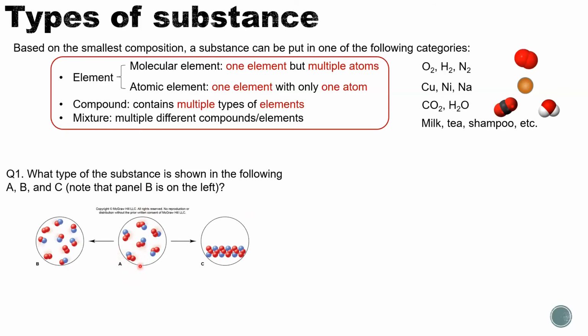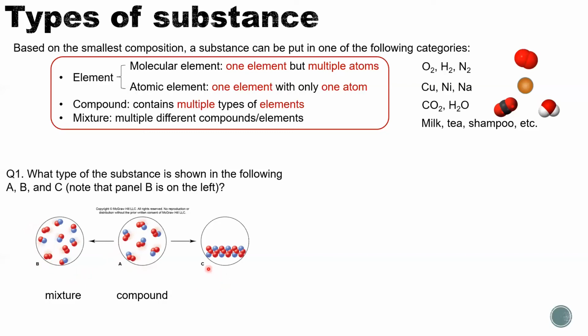So first, it cannot be a mixture. It's only one type of group. And then when you look at the smallest group, there are 2 different elements, 1 blue, 1 red. So this is a compound. If you look at B, now we find different groups. One is with a red ball and a blue ball. The other group is made up of 2 red balls. So there are different groups in B. B is a mixture.